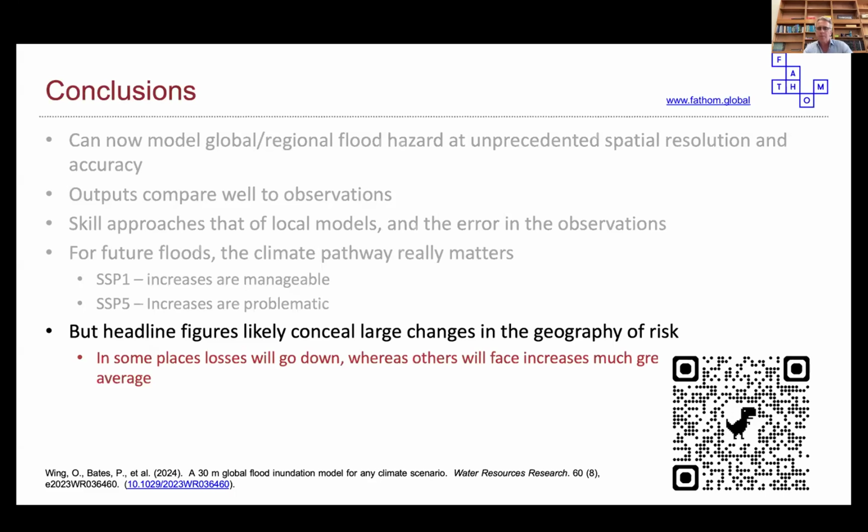global scales. Actually, I've written quite a lot about how I think flood defense data is one of the big fundamental limits on the quality of the modeling that we can achieve here.